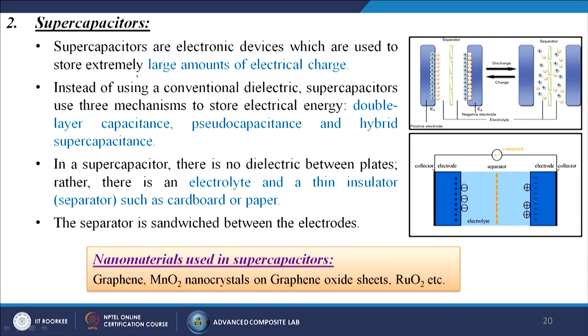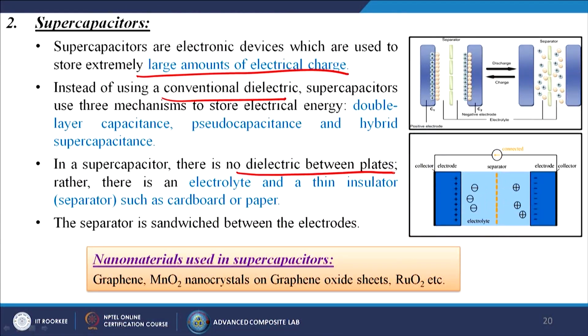Next one is called the supercapacitor. Supercapacitors are electronic devices which are used to store an extremely large amount of electric charge. Instead of using a conventional dielectric, supercapacitors use three mechanisms to store electrical energy: double layer capacitance, pseudocapacitance, and another one called hybrid supercapacitance. So, basically by these three mechanisms the supercapacitor works.